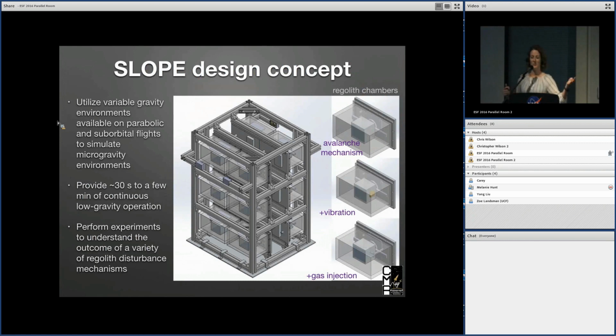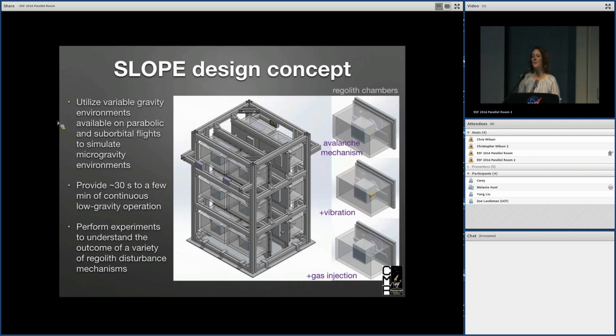So the next project I'm going to talk about is also using these microgravity environments, but it's actually using the microgravity environment of the International Space Station. So this is a project we worked on with some people at Johnson Space Center. Paul in the back, this is originally one of his ideas, I believe.